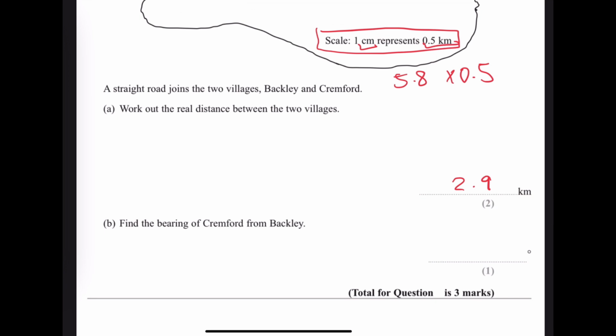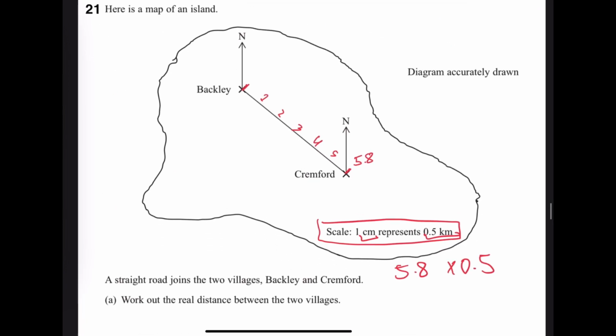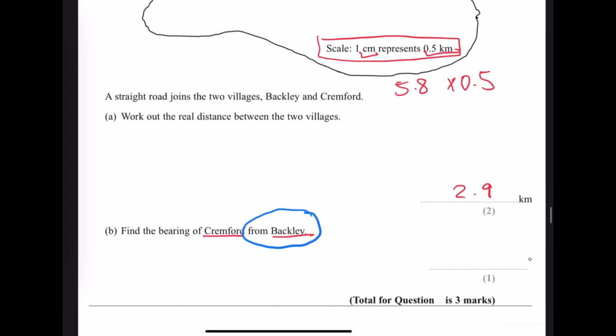B. Find the bearing of Crimford from Backley. They already drew for us the north line, and we just keep going down. So it is this angle over here that they want. All we do is get your protractor and line it up at this line over here. You draw it, then measure it, and you should get around 130 degrees.